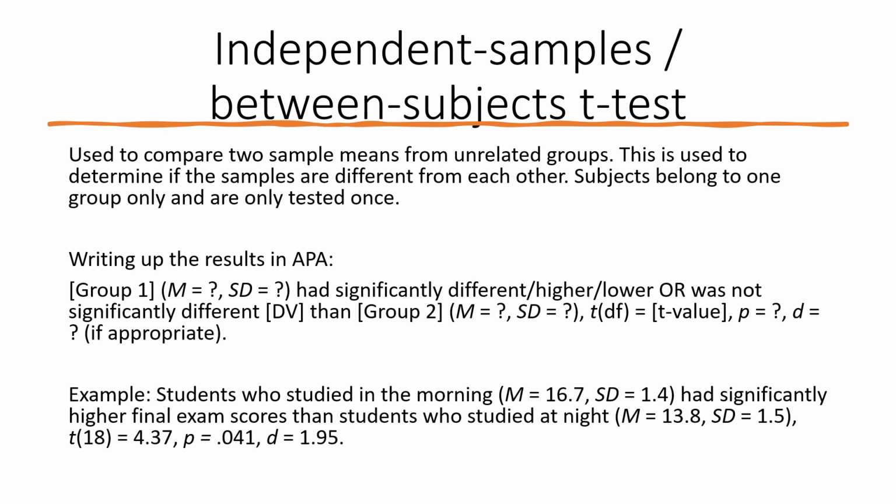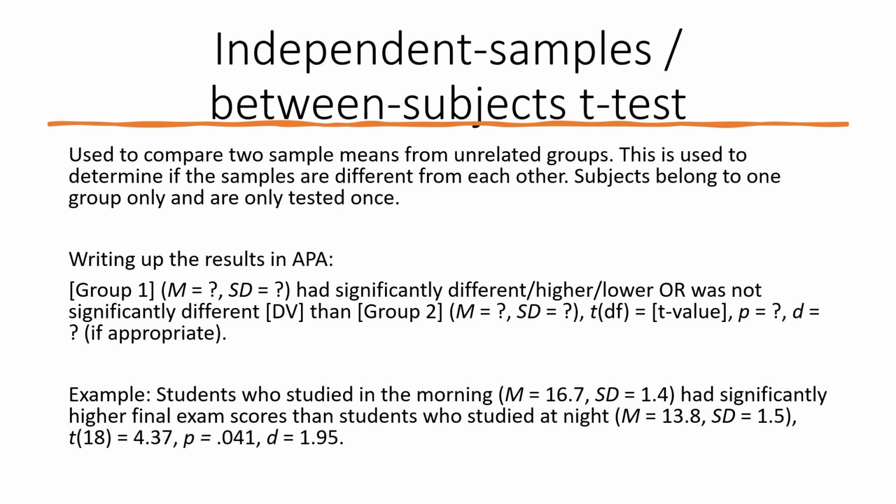Writing this in APA, you would state your group 1 with a group mean and standard deviation, and whether or not they had significantly different scores on your dependent variable compared to group 2, with that group's mean and standard deviation. If it is significant, you report the full t-test, which I didn't mention last time, but this includes the degrees of freedom, the t-value, the p-value, and then the effect size. If not, you don't need to worry about that part.